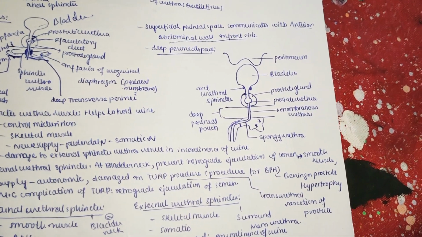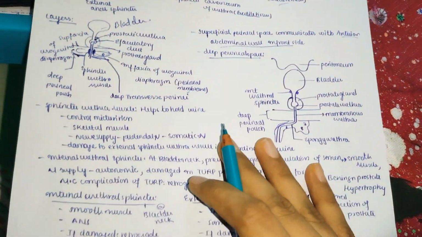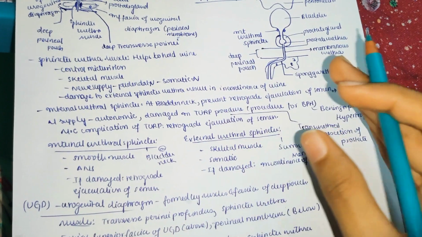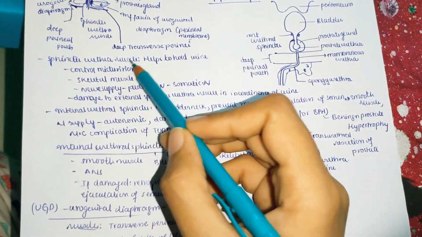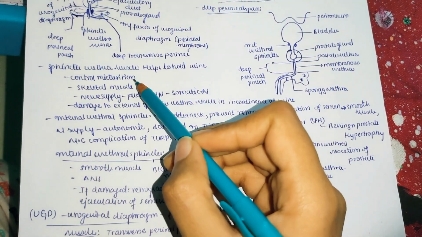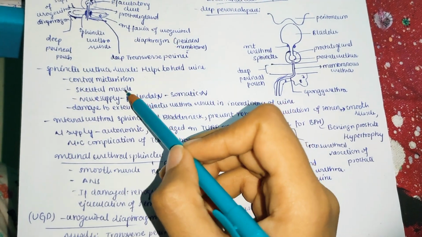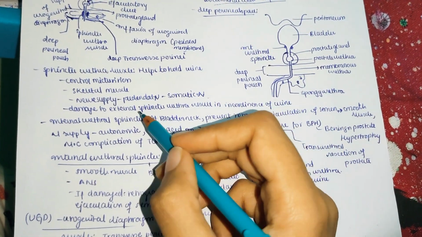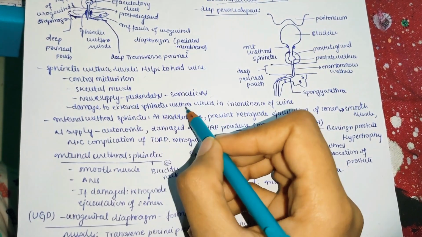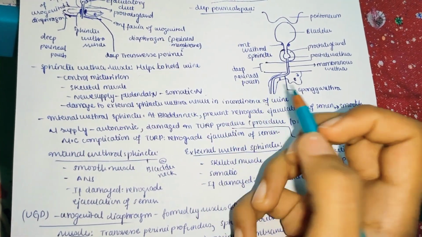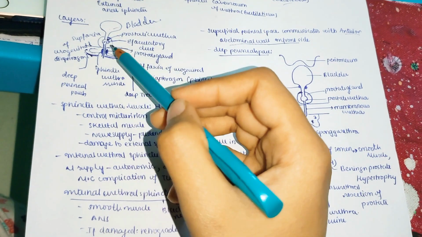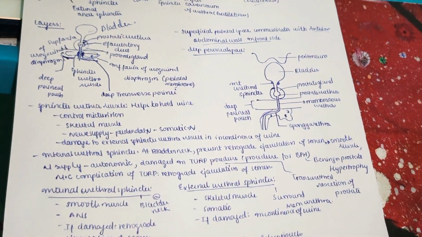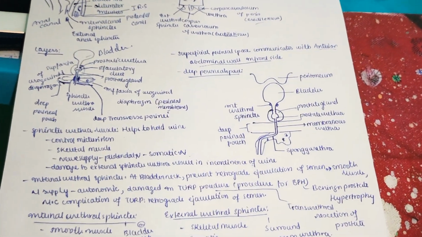Now let us discuss the deep perineal space. Before that, you see here some points. The sphincter urethrae muscle helps to hold urine. It will control micturition. It is a skeletal muscle. Nerve supply is the pudendal nerve, which is a somatic nerve. So damage to the external sphincter urethrae results in incontinence of urine. So we are talking about this external sphincter, which can control the urine.